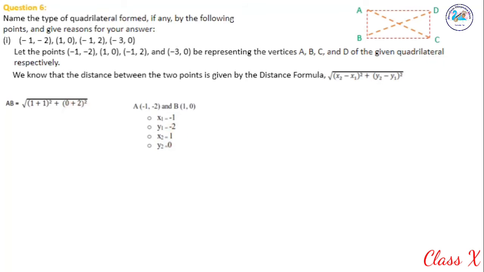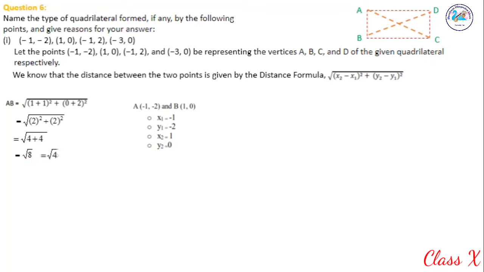0 plus 2 the whole square. So for the calculation, 1 plus 1 is 2 square, 0 plus 2 also 2 square. That is equal to root of 2 square, we know that it is 4. Again here 2 square, we have got the answer 4. That is equal to root of 4 plus 4, we will get the answer 8.